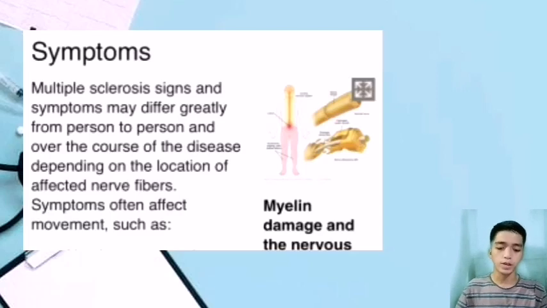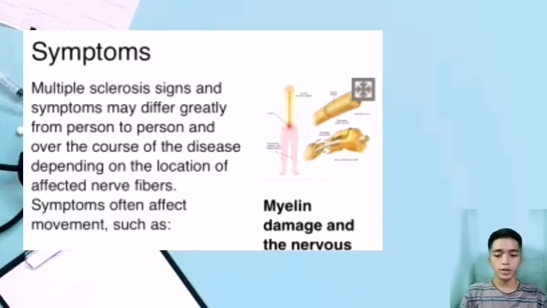So, next one is the electric shock sensation that occurs with certain neck movement, especially bending the neck forward. Then the next one is the tremor, lack of the coordination or unsteady gait. Then for the vision problems are also common, including the partial or the complete loss of vision, usually in the one eye at a time, often with pain during eye movement. Then the next one is the prolonged double vision. And the last one is the blurry vision.